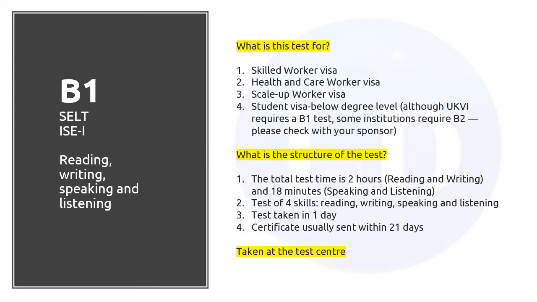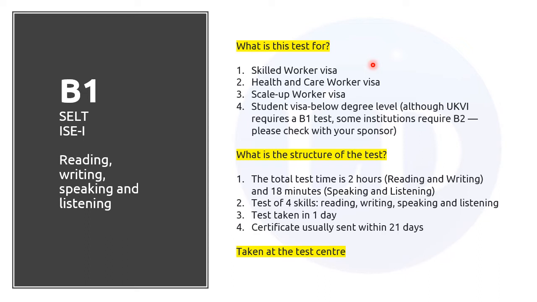Next one is B1, but this is a different B1 from the previous one. It is B1 CELT ISE I. Okay, it is reading, writing, speaking and listening skills. Now please don't confuse between B1 GESE Grade 5 and B1 CELT ISE I. B1 GESE Grade 5 is for ILR and citizenship, and this one is for these reasons.